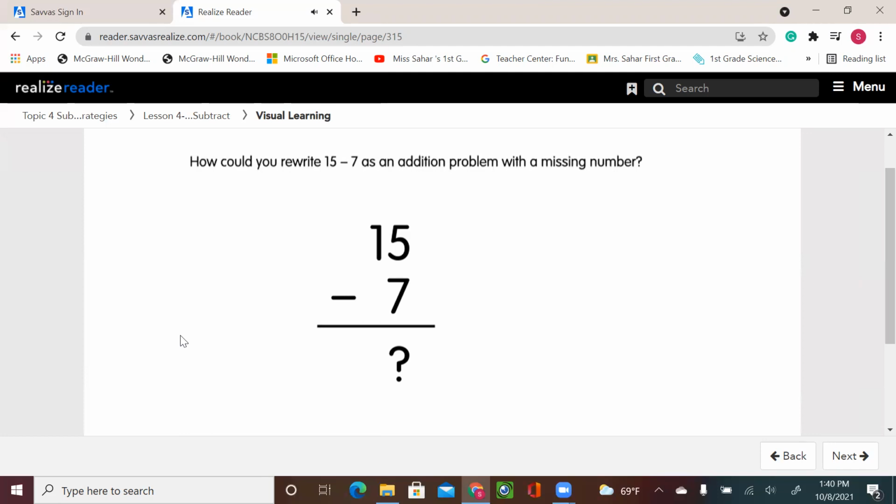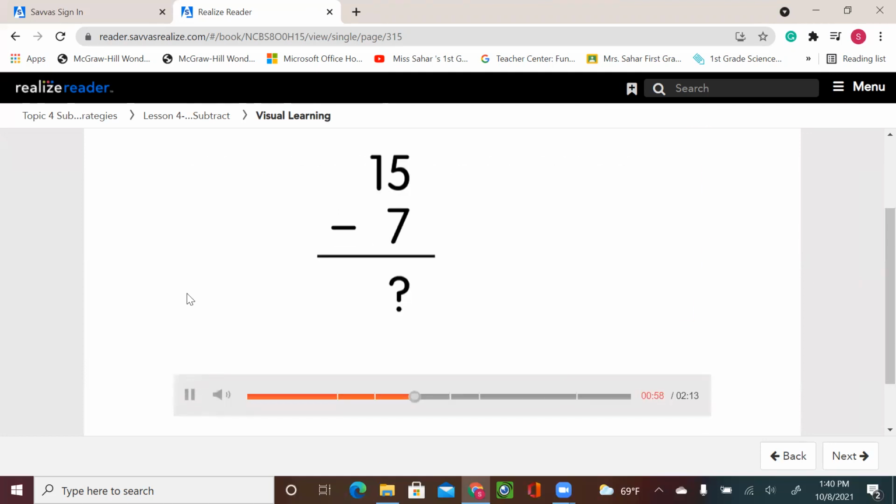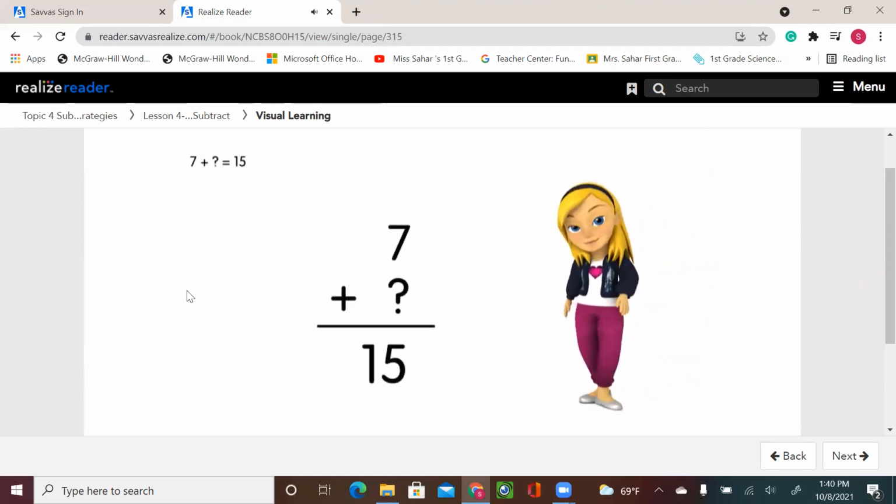How could you rewrite 15 minus 7 as an addition problem with a missing number? I know that this is my sum. I know this is one part and I'm missing another part. So I'm saying 7 plus a number equals 15. 7 plus blank equals 15.